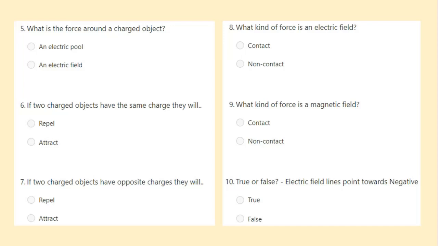Question 7 is then similar. If two charged objects have opposite charges, will they repel or attract? You need to decide. Question 8. What kind of force is an electric field? Is it a contact force or a non-contact force?